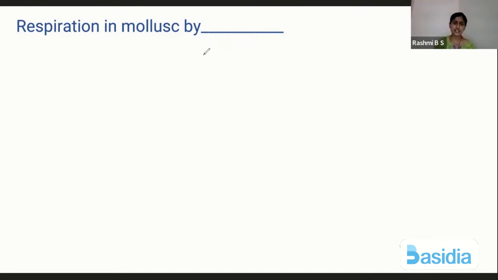Yes, so respiration by mollusk. In case of mollusk, respiration takes place with the help of feather gills, right? Feather gills. Okay.